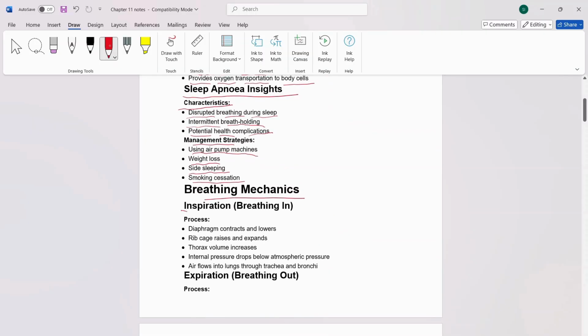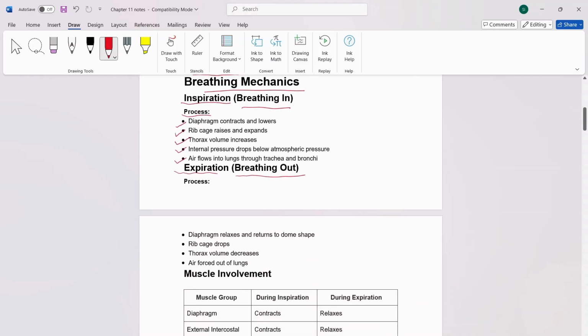Breathing mechanics. Inspiration, which means breathing in. The process is: diaphragm contracts and lowers, rib cage raises and expands, thorax volume increases, internal pressure drops below atmospheric pressure, air flows into lungs through trachea and bronchi. Next process is expiration, which means breathing out. Here, diaphragm relaxes and returns to dome shape, rib cage drops, thorax volume decreases, air forced out of lungs.